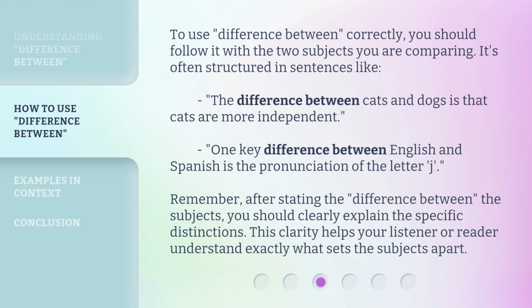To use "difference between" correctly, you should follow it with the two subjects you are comparing. It's often structured in sentences like, "The difference between cats and dogs is that cats are more independent." One key difference between English and Spanish is the pronunciation of the letter J. Remember, after stating the difference between the subjects, you should clearly explain the specific distinctions. This clarity helps your listener or reader understand exactly what sets the subjects apart.